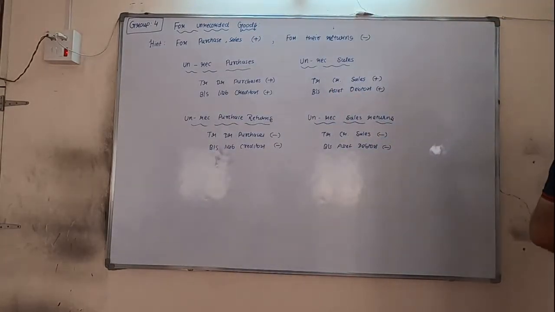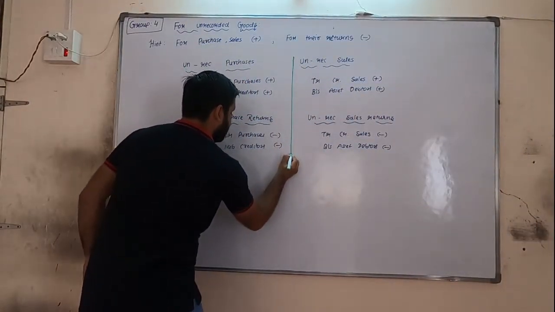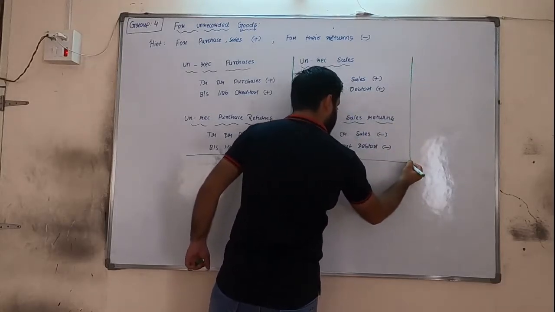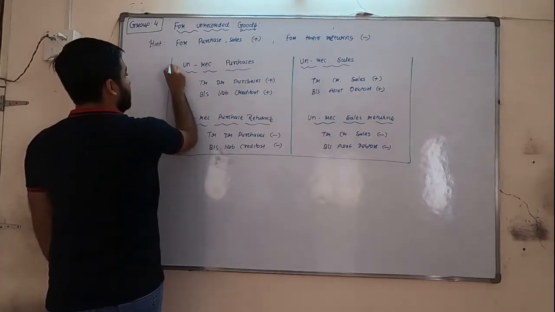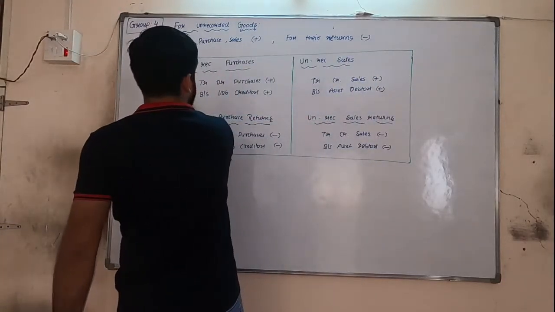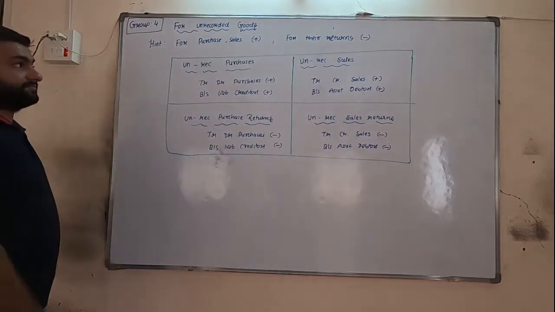But how will you remember? The hint is very easy to remember, my friends. What is the hint? Whenever we are having purchases and sales, they are both plus plus. Whenever we are having the returns, the returns are always minus minus. If you remember this simple rule, then nothing will be difficult.